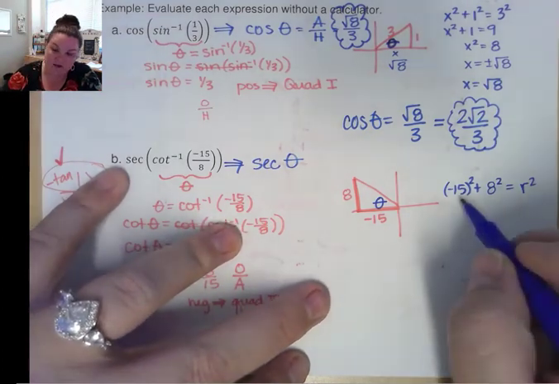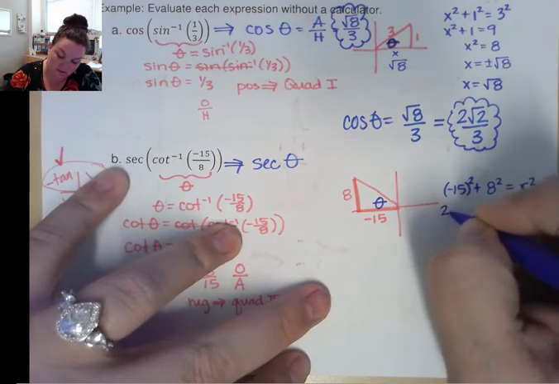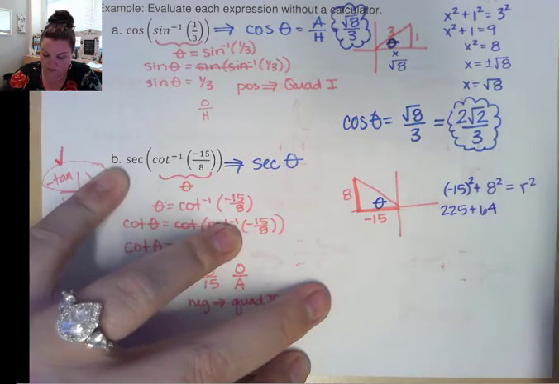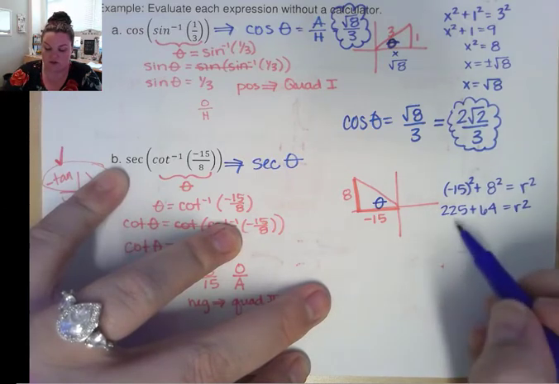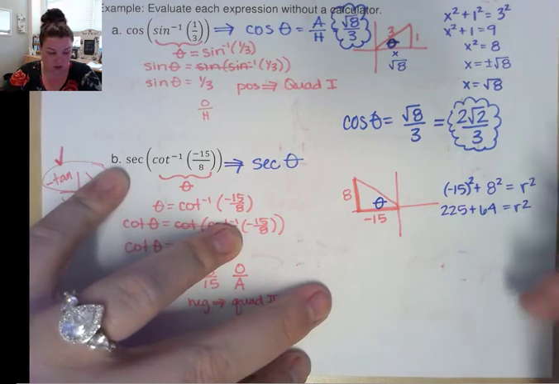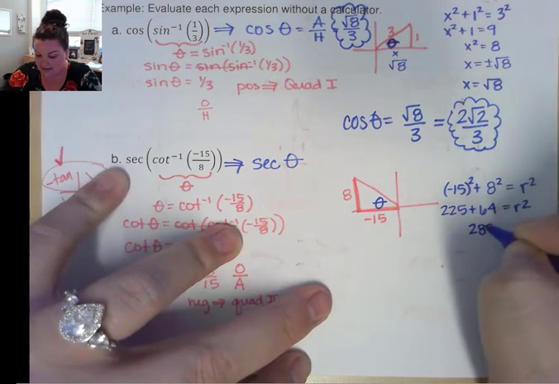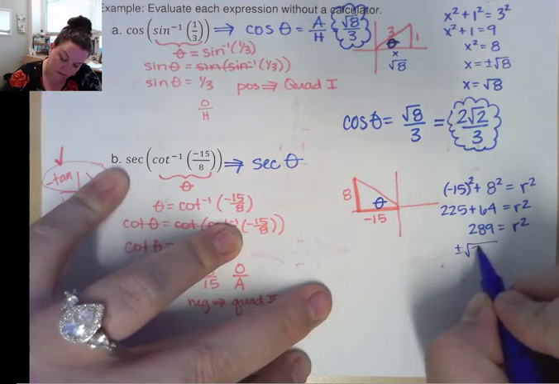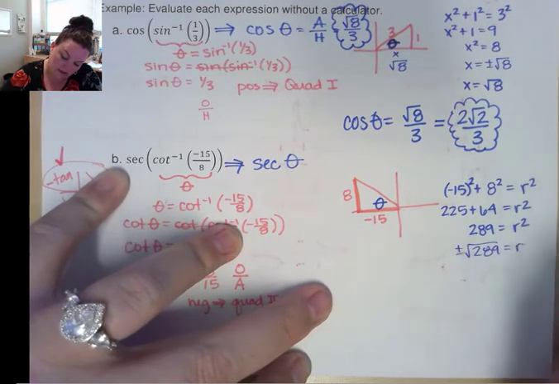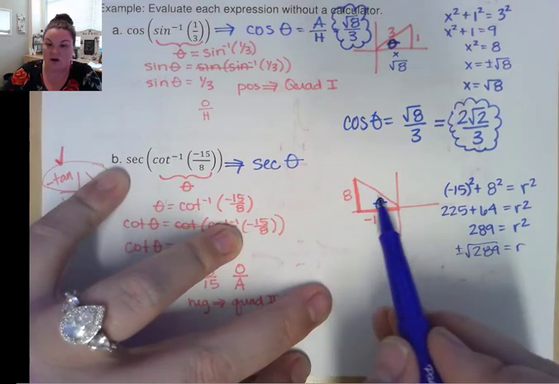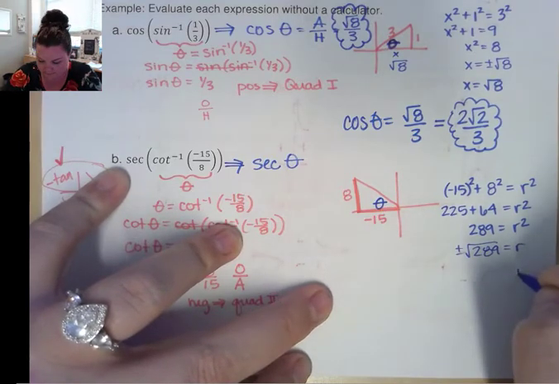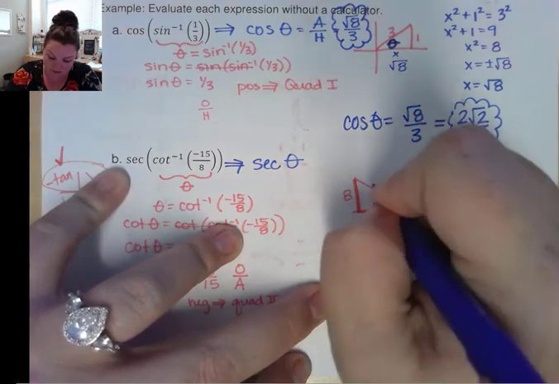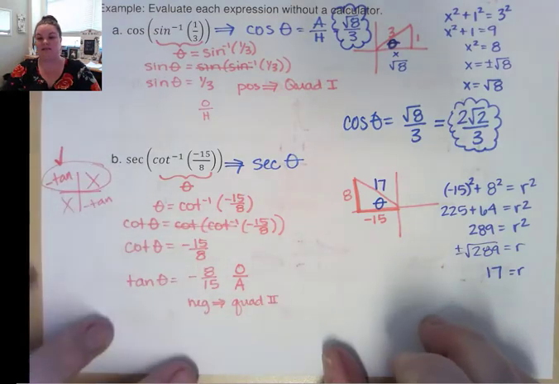Okay, so negative 15 squared gives me a positive 225, plus 8 squared, which is 64, equals r squared. 225 plus 64 gives me 289. And then when I take the square root of that, I get plus or minus the square root of 289. And we know that because it's the hypotenuse, it should end up positive, right? And the square root of 289 is 17. So I know my hypotenuse length is 17.